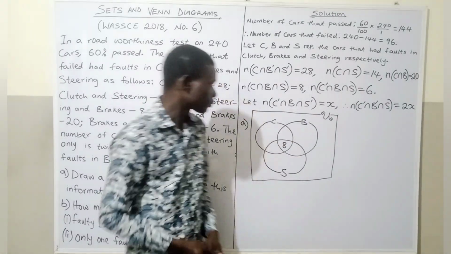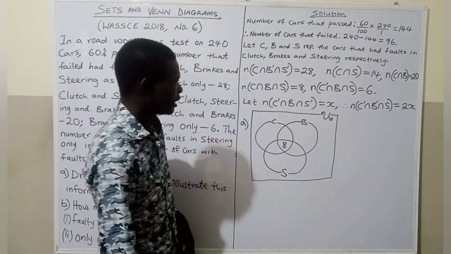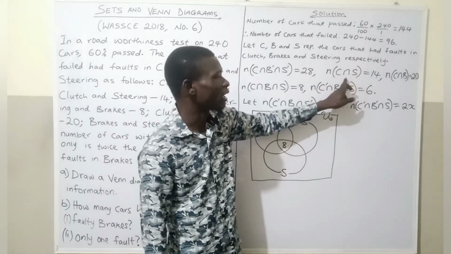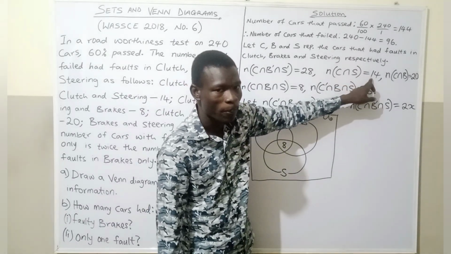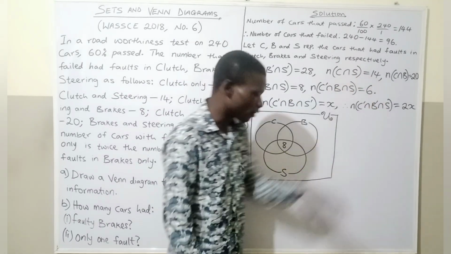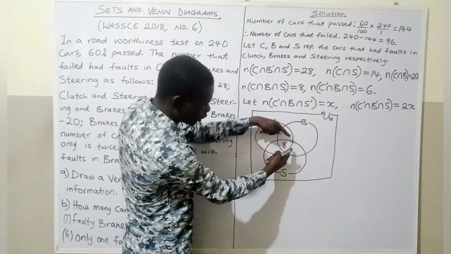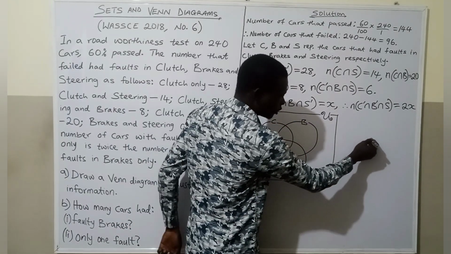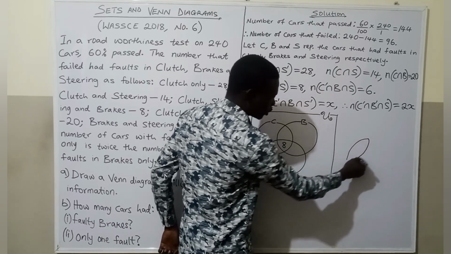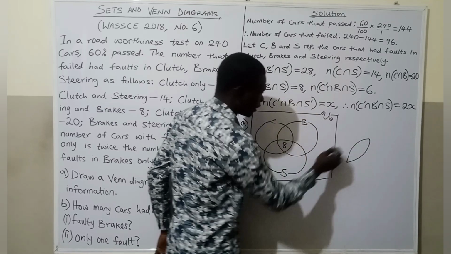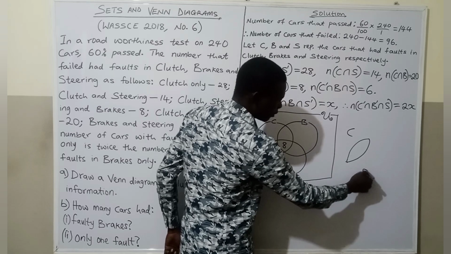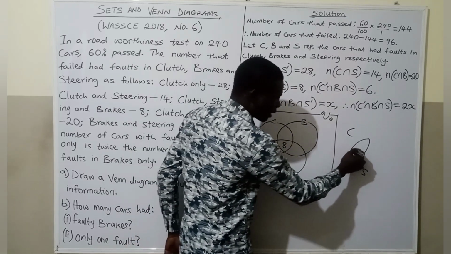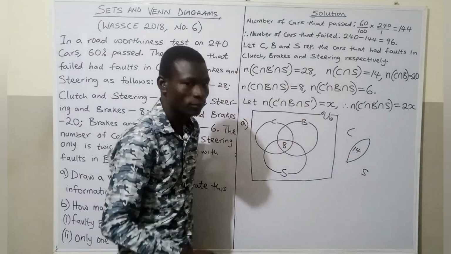So we'll go for the twos. The first two that were mentioned here were clutch and steering. They say clutch and steering, there are 14 of them. Look at the portion for clutch and steering. It looks something like this, because clutch is up here, steering is down here. This is the portion for it, and altogether there are 14 of them.